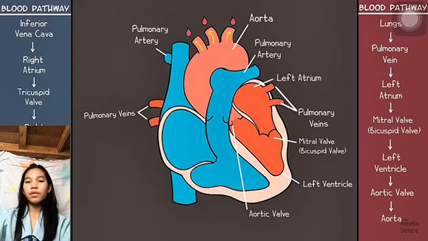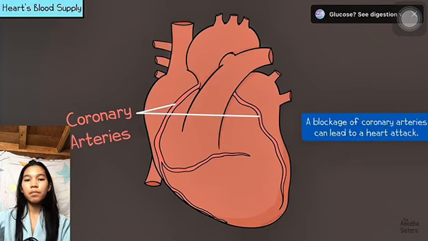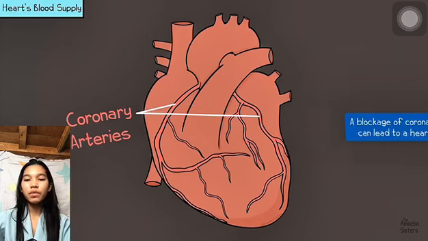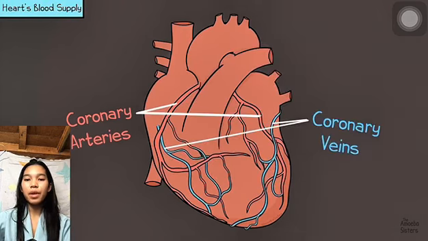The heart can receive this blood supply through the coronary arteries. Coronary arteries branch off the aorta, and through capillaries, deliver oxygen and glucose to the heart. Coronary veins will take the deoxygenated blood to the right atrium, where the blood will eventually travel the pathway to become oxygenated.